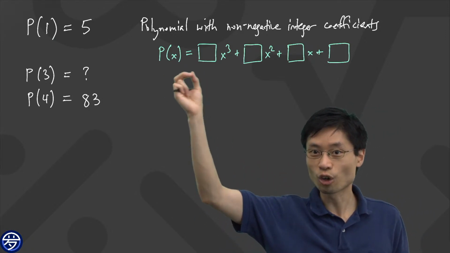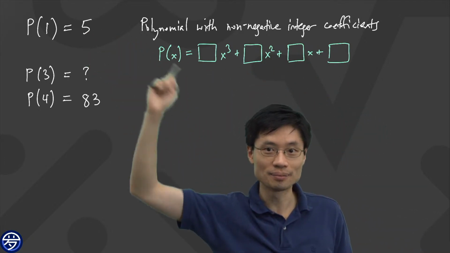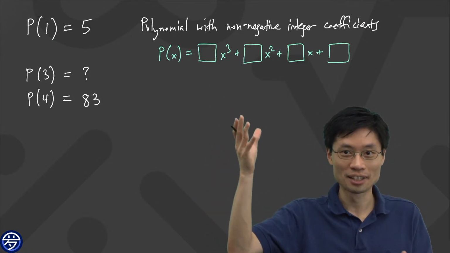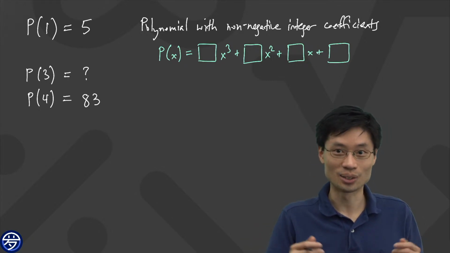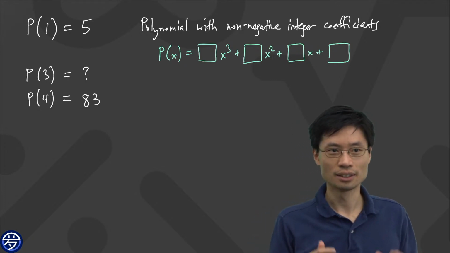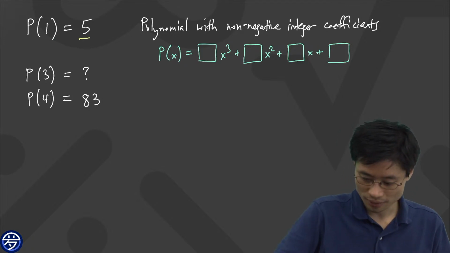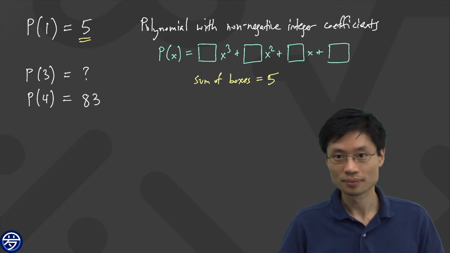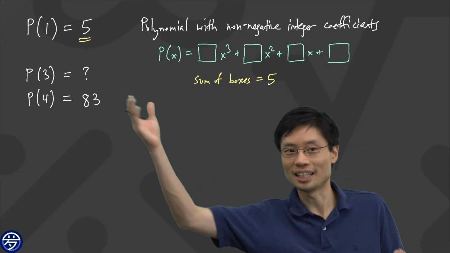So we have 4 boxes. The sum of the 4 boxes is 5. That's what this information tells me. And some of the boxes can be 0. But one sum is S-U-M, and the other some is S-O-M-E. Okay, so if I'm going to do this, what happens? From the first thing here, P of 1 equals 5 tells me that the sum of the boxes is equal to 5. Now with that, we need to figure out how we could get an 83.